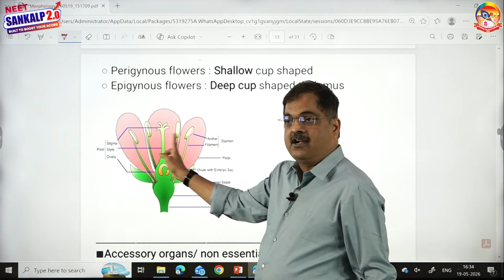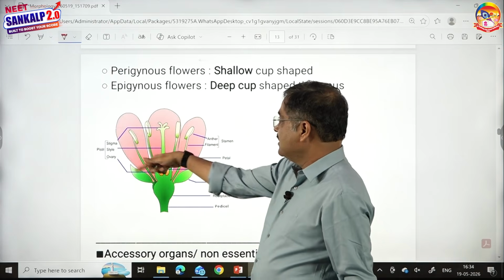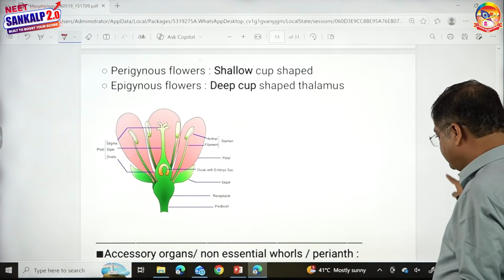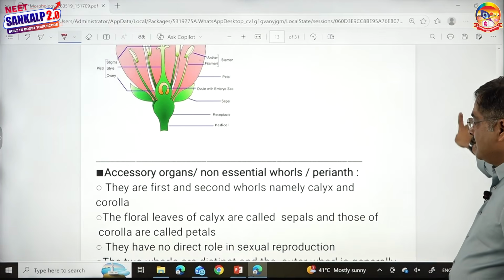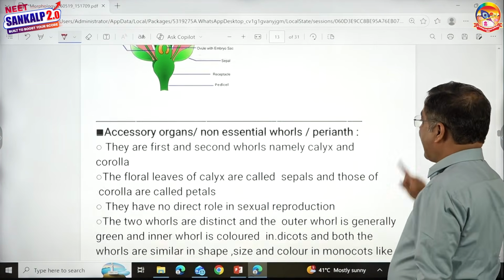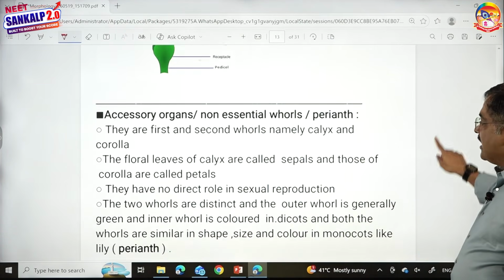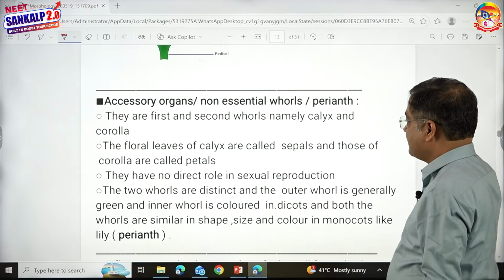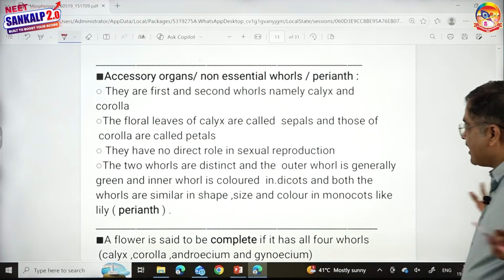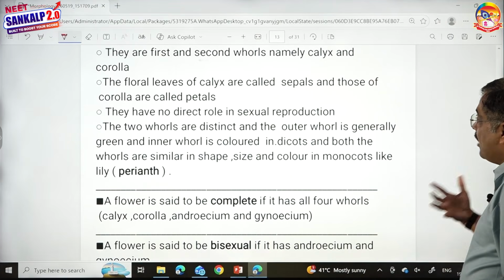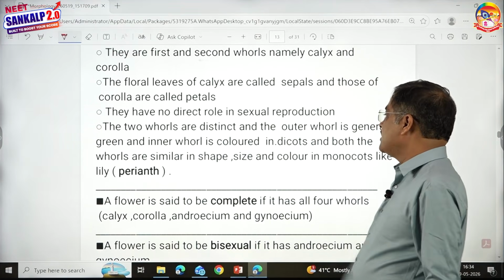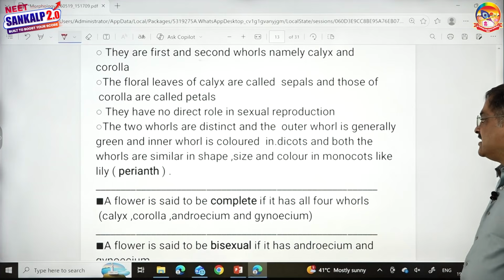Sepals and petals are colored because of anthocyanin pigments. These are the stamens and these are the carpels. What are the non-essential whorls, the accessory organs? They are the first and second whorls, namely calyx and corolla. The floral leaves of calyx are called sepals and those of corolla are called petals. They have no direct role in sexual reproduction. The two whorls are distinct, and the outer whorl is generally green and the inner whorl is colored. This is most commonly seen in dicots.